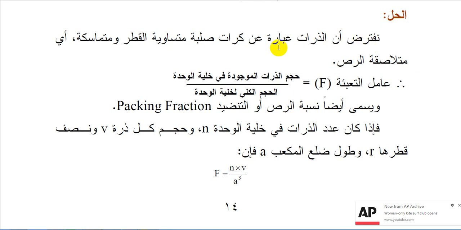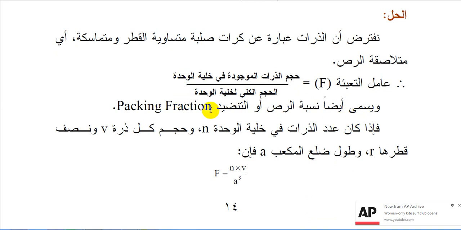Let's suppose that the atoms are equidiameter, cohesive solid spheres, meaning closely packed and adjacent to each other. The atomic packing factor F is the volume of the atoms in the unit cell over the overall volume of the unit cell.